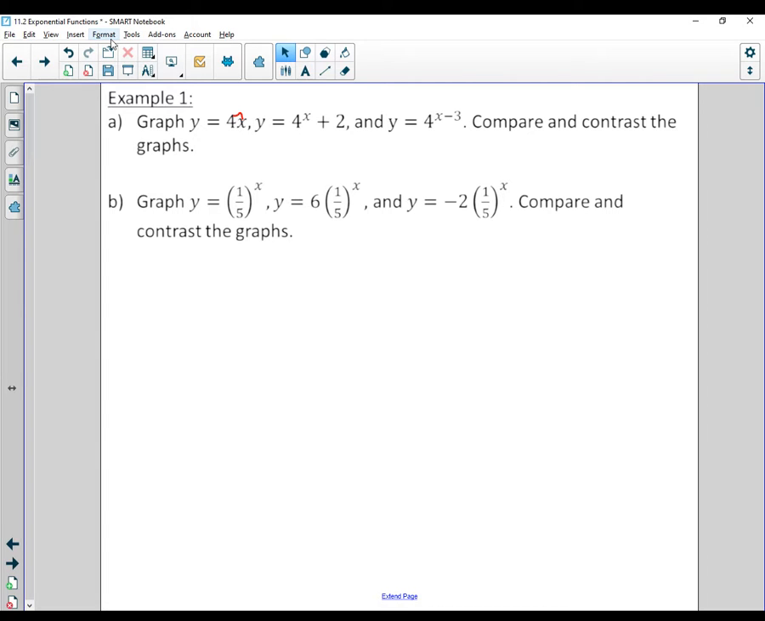What was the last one? Negative 2. Like I said earlier, not only are you going to stretch it a little bit, but the negative is going to flip it upside down. If you take all your y values and make them negative, it flips it all down.